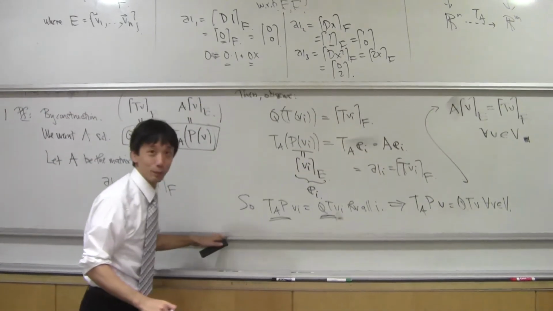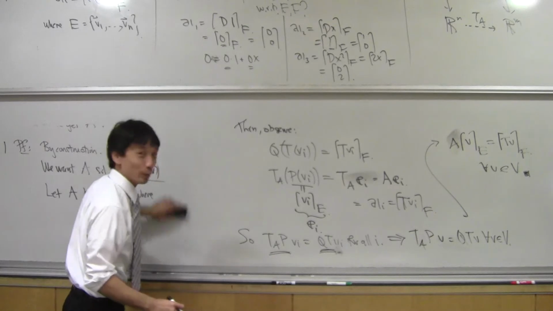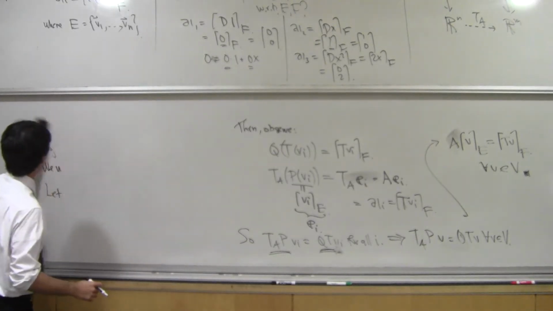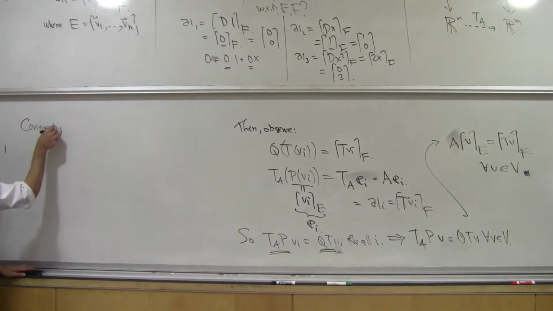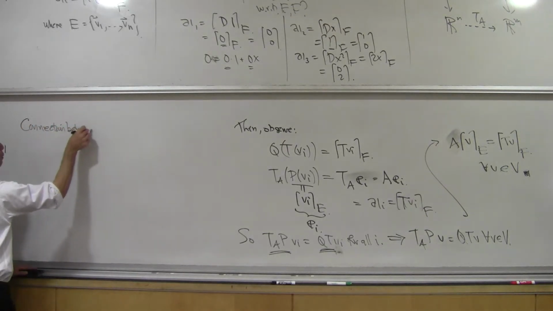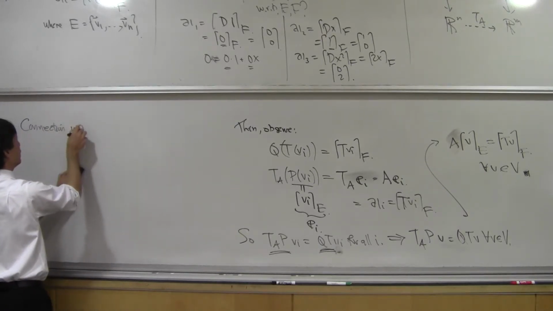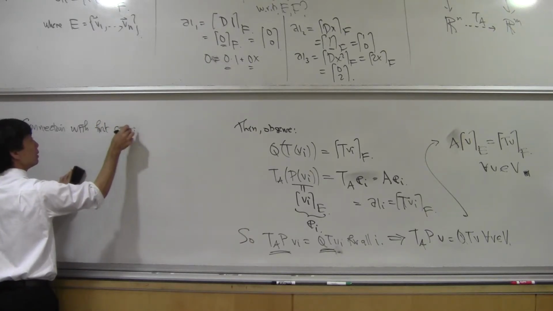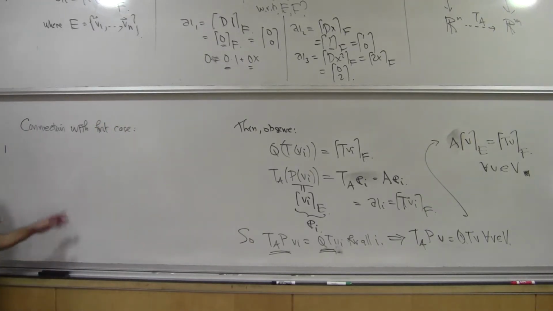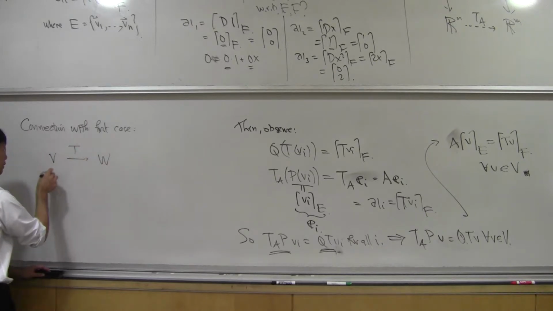But let me just take 1 minute. I wasn't sure if I wanted to say this or not, but since you've opened the door for me, I'm going to say it. Okay, so the connection with the first case. The first thing we did was these matrix representations between Rn and Rm. Let me show you something kind of cool.